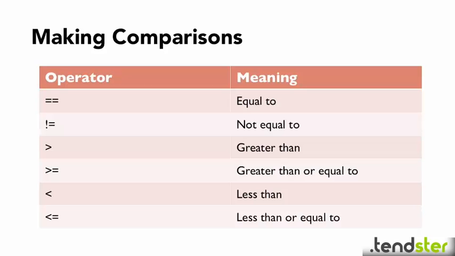As mentioned earlier, conditions are frequently based on comparing two values. This table shows the main comparison operators. As in JavaScript, two equals signs are used to check if two values are the same, and an exclamation mark followed by an equals sign means not equal. The other four comparison operators, greater than, greater than or equal to, less than, and less than or equal to, are widely used in other contexts, so they should be familiar to you.